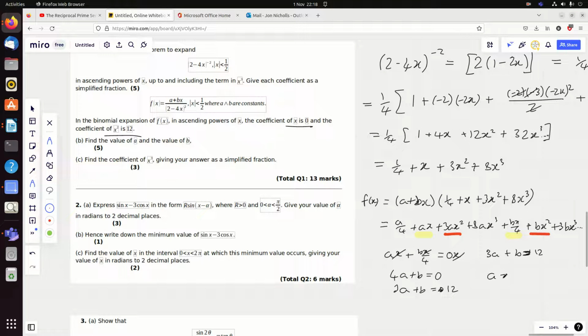We're going to get a is minus 12. Watch out for the sign error there. And if a is minus 12, b is going to be 48. And there we go. We've done it.